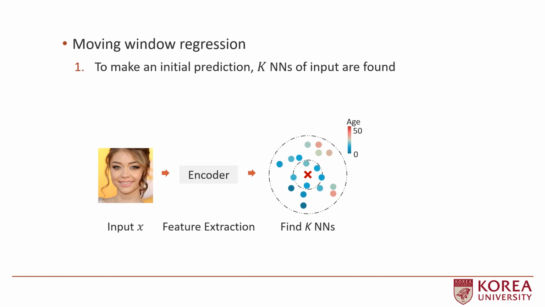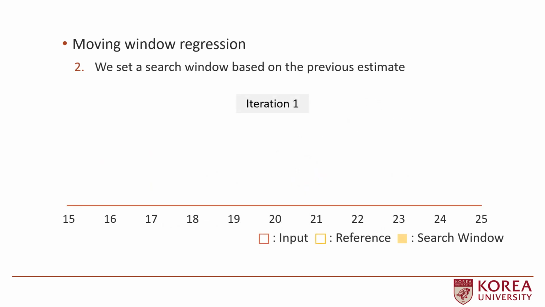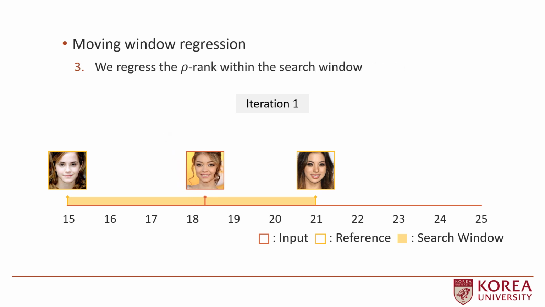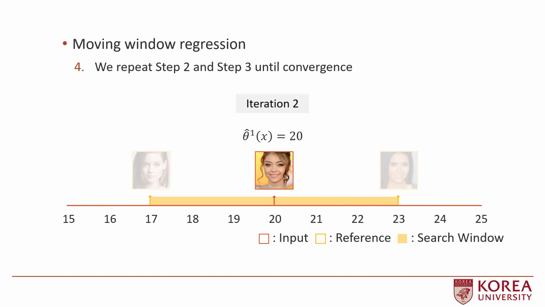Step 1. To make an initial prediction, k nearest neighbors of input are found. Step 2. We set a search window based on the previous estimate. Step 3. We regress the row rank within the search window. Step 4. We repeat Step 2 and Step 3 until convergence.